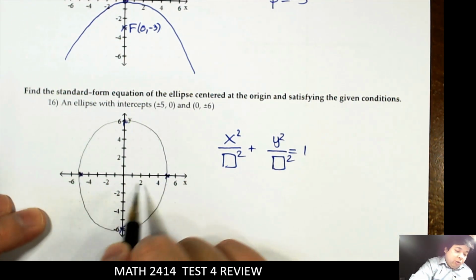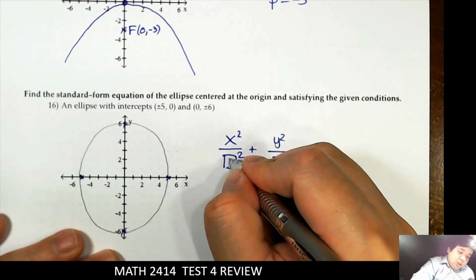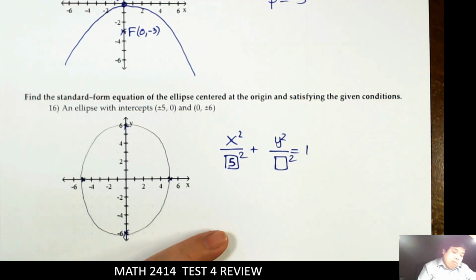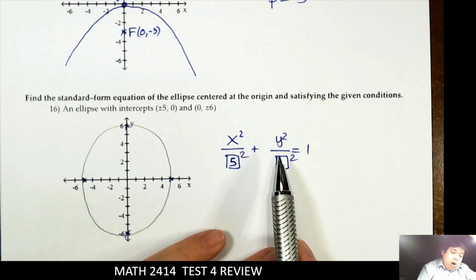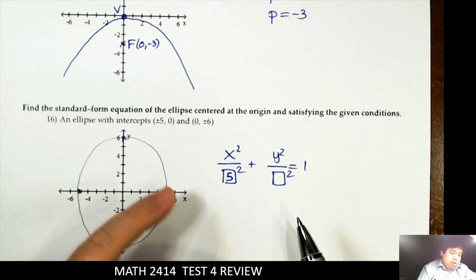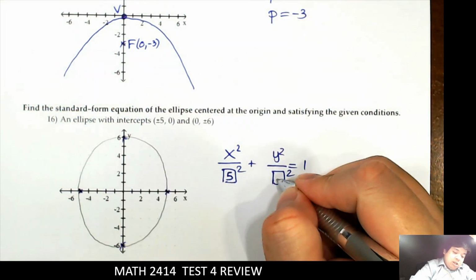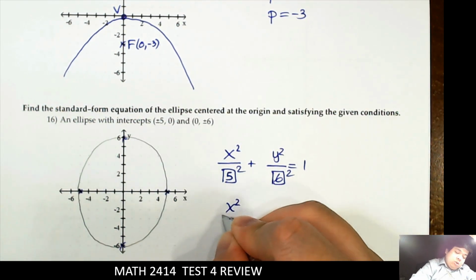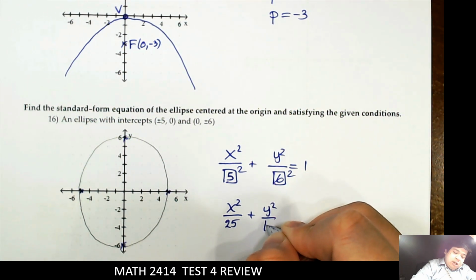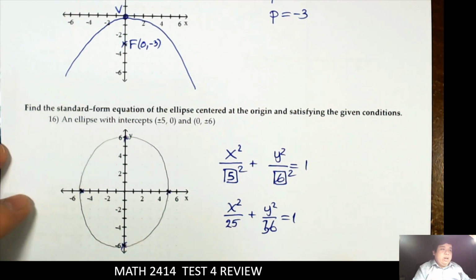Now we go left and right 5 units. So that's where I'm going to put 5 under the x. X is the horizontal distance. Y is going to be up and down. So we go up and down 6 units. So we have x squared over 25 plus y squared over 36 equal to 1. And that's what we have for that one.